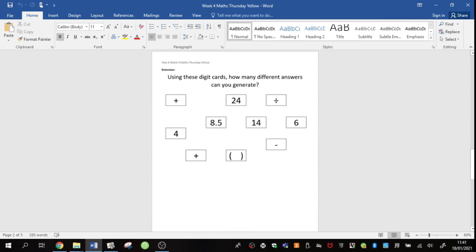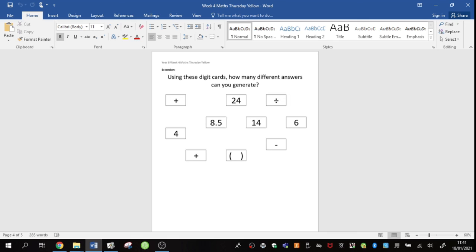Once you've done that, there is an extension. If you have time, use these digit cards. How many different answers can you generate? So I'm going to be trialing things like 14 plus 4, subtract 6, and see if that can get me one of the other cards. Or see if it can get me a different answer. That's absolutely fine. I don't mind if the answer isn't on those cards. I might try 24 divided by 4 plus 8.5.